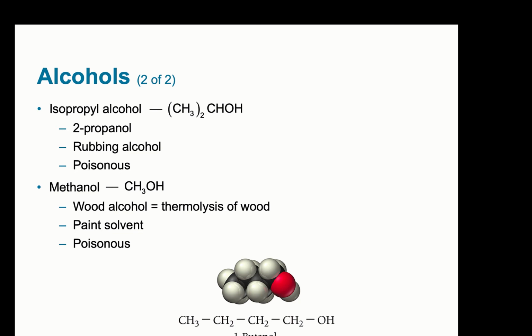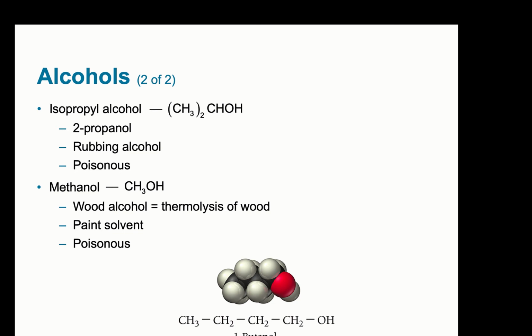So isopropyl alcohol has the alcohol on the central atom. Propanol has it on the end of the molecule. Isopropanol has it on the middle, so it has the central carbon with the OH on it, and it's poisonous. You don't want to drink it. I mean, you don't want to drink methanol either. Methanol is way more poisonous than isopropyl alcohol, if you're wondering.